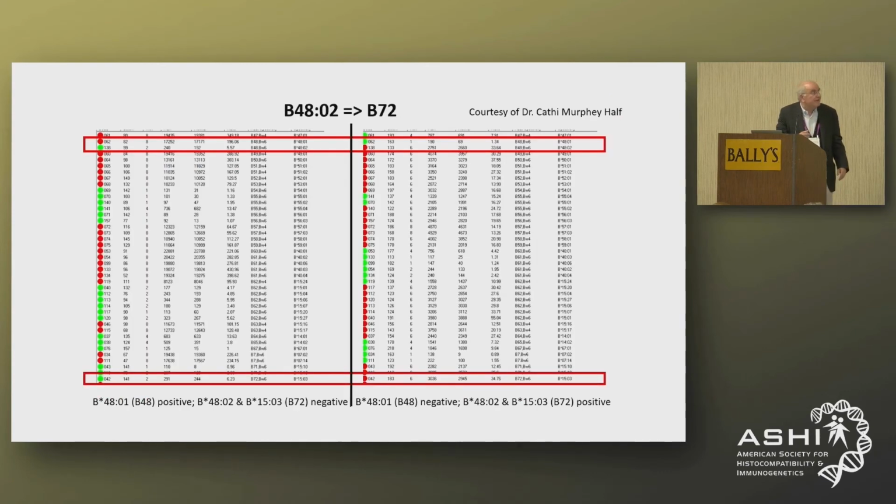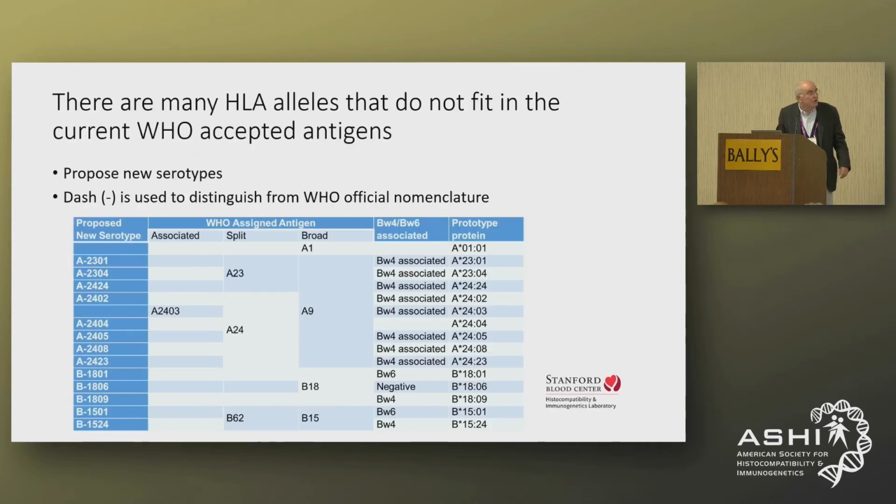Kathy Murphy provided us with a couple of sera, on the left one that reacts with B4801, and on the right another one that reacts with B72, and B4802 comes with the same reactivity as B72. So this is to cover some of these limitations.